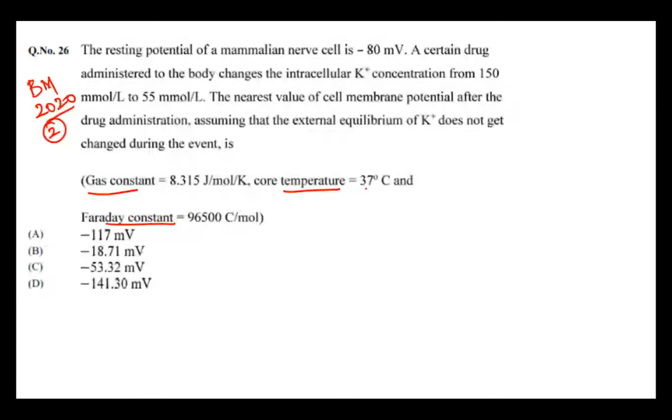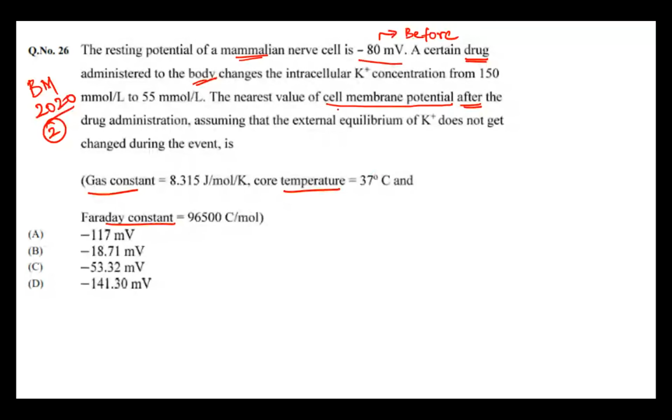So what they say in this question is that they are administering a drug. You take some anesthesia drug or any drug, insulin, whatever it is. The doctor gives some drug to a patient's body, administering it into a mammalian nerve tissue. Before administering, your resting potential is minus 80 millivolt. After administering the drug, they ask you to find what the cell membrane potential is after the drug administration. This is before. Minus 80 millivolt is before.